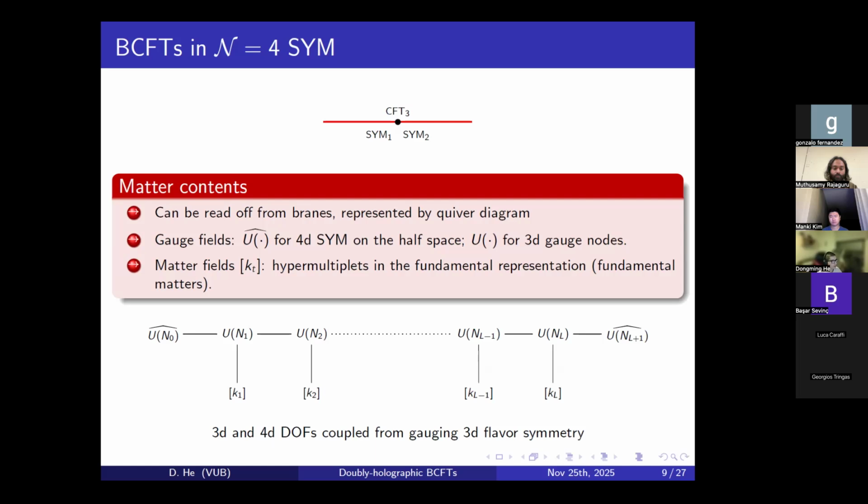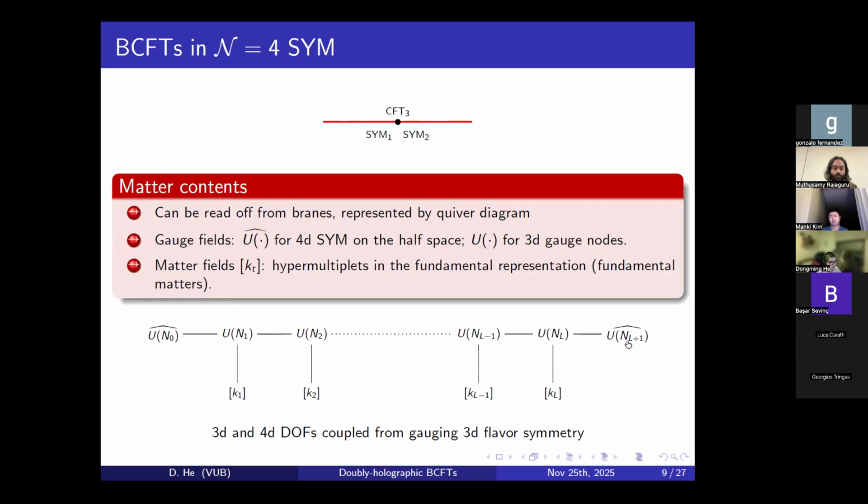For BCFTs, this is a very simple plot: the left and right red lines are the ambient super Yang-Mills, and in the middle we have a three-dimensional quantum field theory. And the matter contents can be retrieved directly from the brane orientation by the open strings attached on the D3 branes or attached between the D3 branes and the D5 branes, which in the end can be represented by a quiver diagram given here.